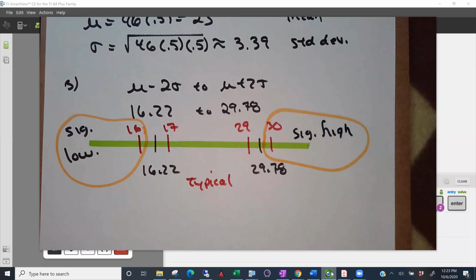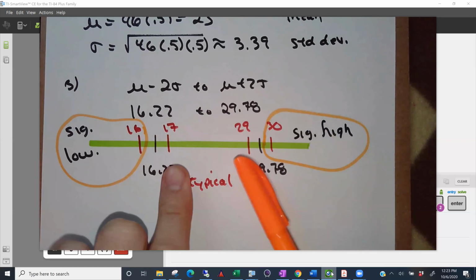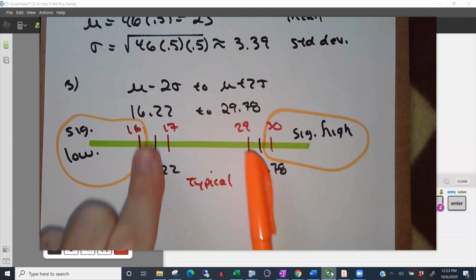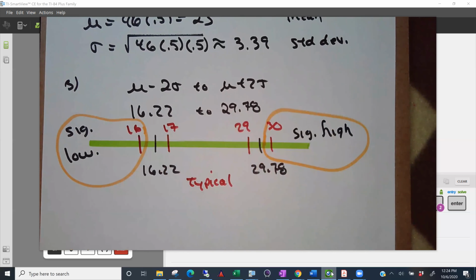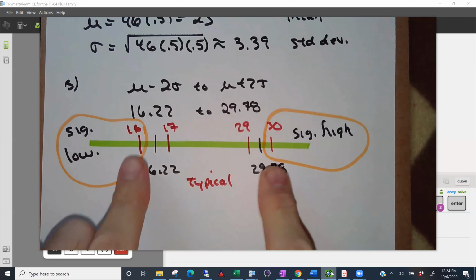Are we okay with those? You have to think a little bit, because when you do a range rule of thumb, you're not getting nice integer values, but your results can only be integer values.